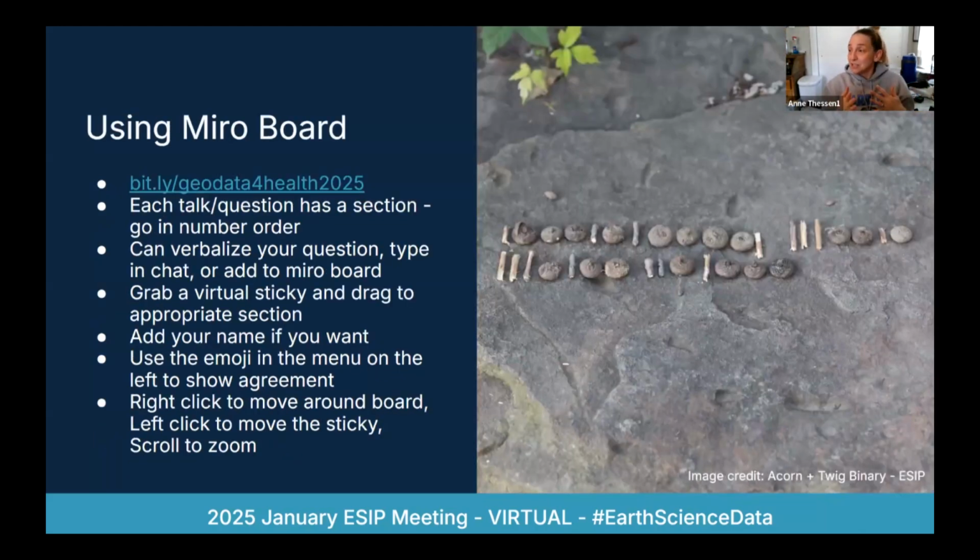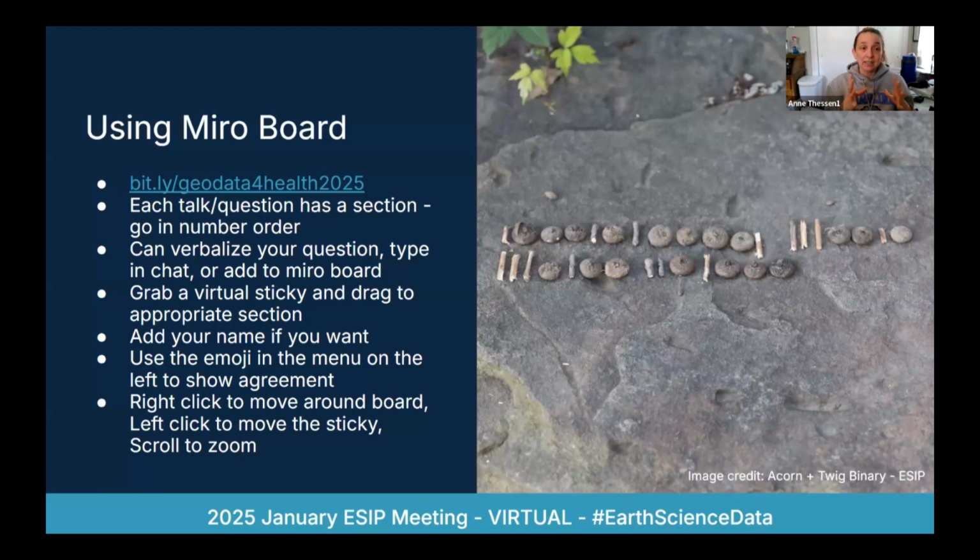Throughout this session, we're going to use the Miro board to collect people's questions and comments. The bit.ly link is there. You can click on it or type it into a browser. I think Megan is also going to put it into the chat.